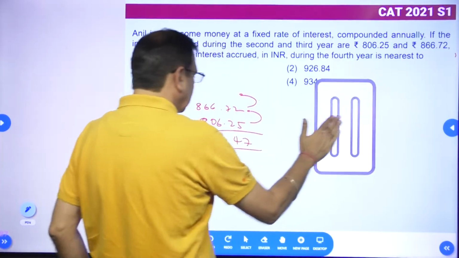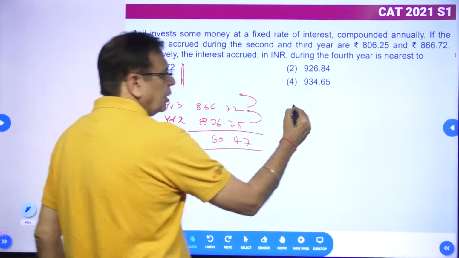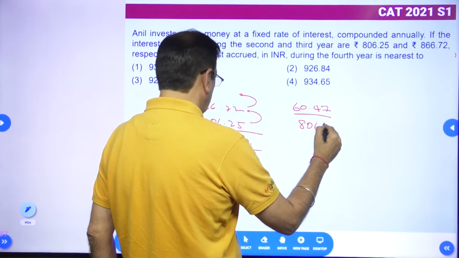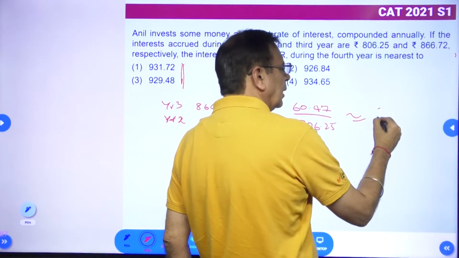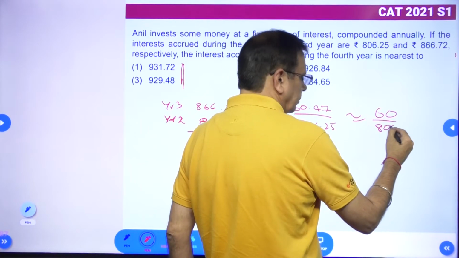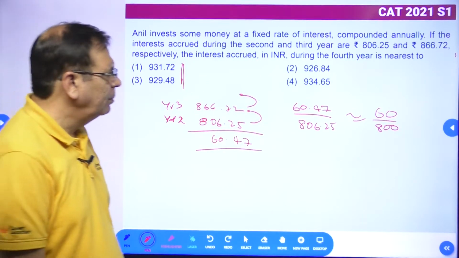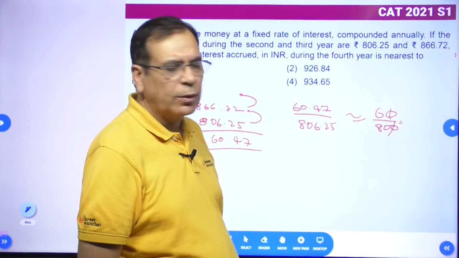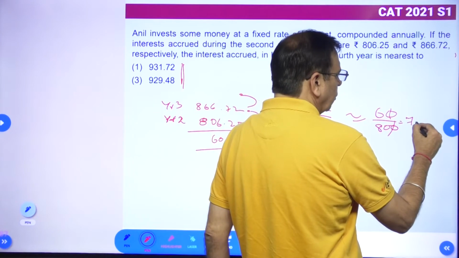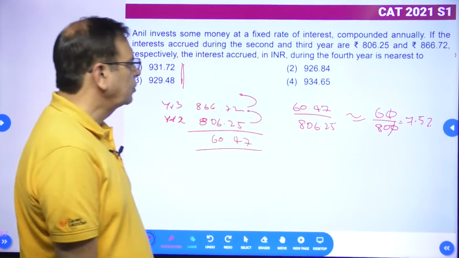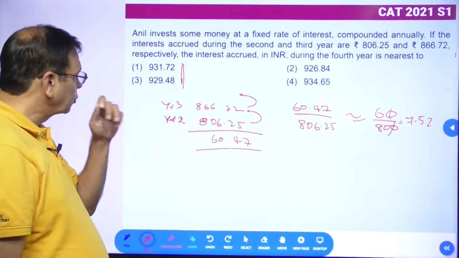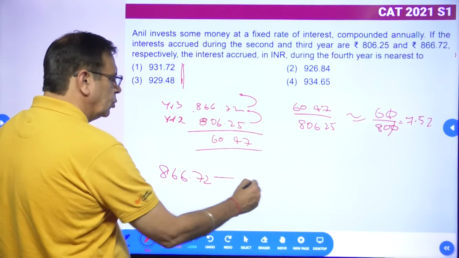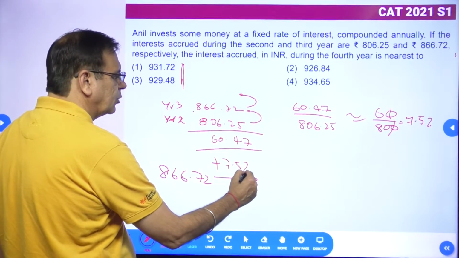Okay. So what is the interest we have? 60.47. Interest of 60.47 has been received on 806.25. Can I say this should be approximately the same as 60 upon 800? Isn't it? Should be approximately the same, which is equal to 6 by 8, which is 3/4 or 75%, or 60 by 80, 6 by 80 should be 7.5%. The rate of interest, I'll take it to be 7.5%. Okay. So what should be the next one? This should go up by 7.5%, so 866.72 should be increased by 7.5%. That should be my answer.